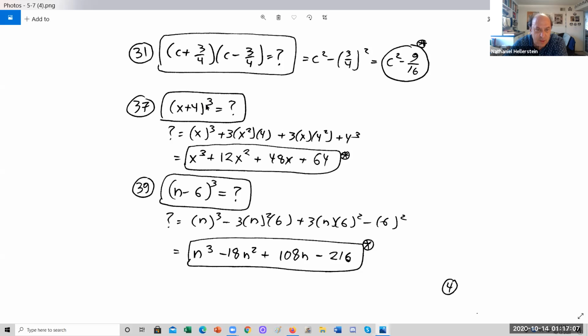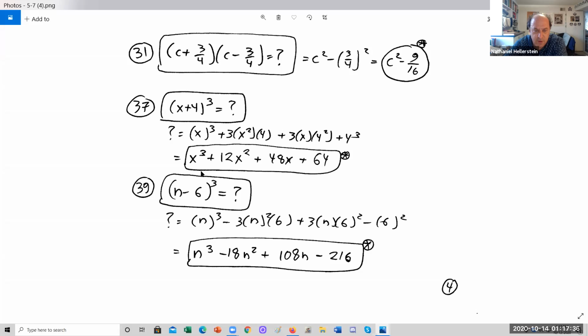Now here we have the last two. We have a cube of a sum and a cube of a difference. Now for a cube of a sum, it's cube plus 3 times square times product plus 3 times product times square plus cube. X cubed, 3 times x squared times 4 is 12x squared. 3 times x times 4 squared comes out to 48x. 4 cubed is 64. So x cubed plus 12x squared plus 48x plus 64.